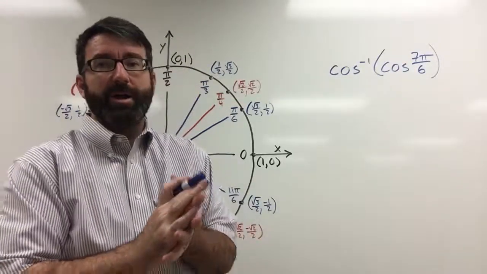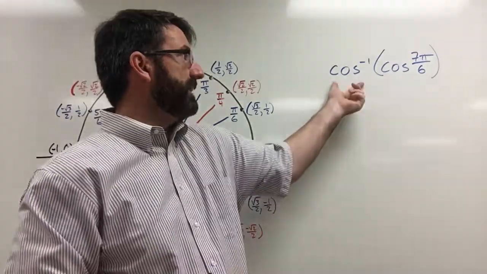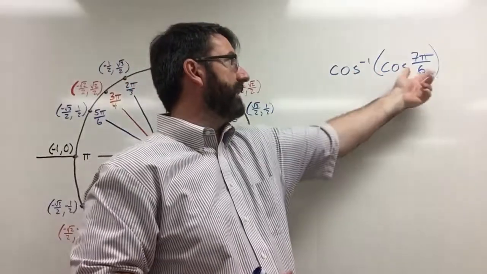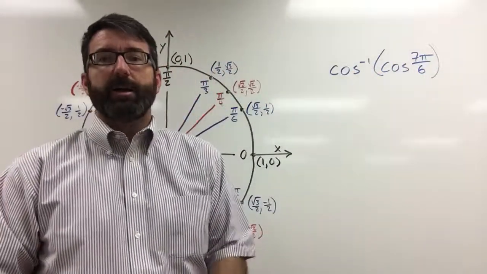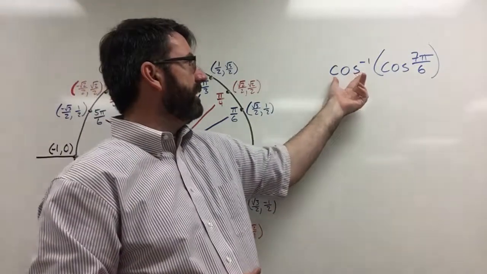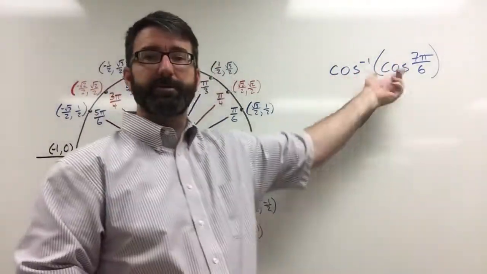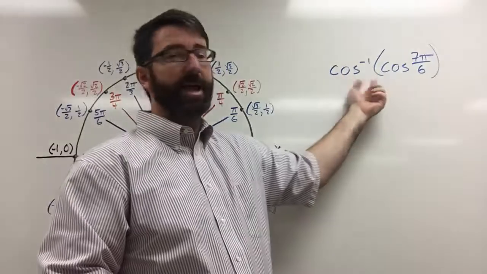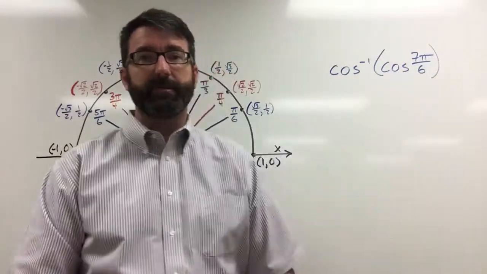All right, for this problem, we're asked to find the exact value of the inverse cosine of the cosine of 7 pi over 6. So the temptation for a problem like this is to say, well, inverse cosine and cosine, those are inverse operations. We can just cancel those out and we're left with 7 pi over 6.